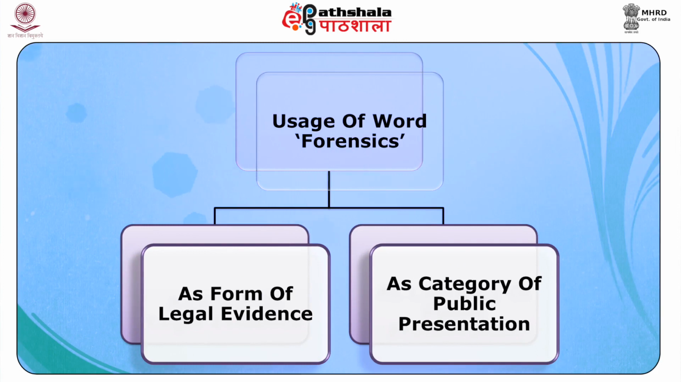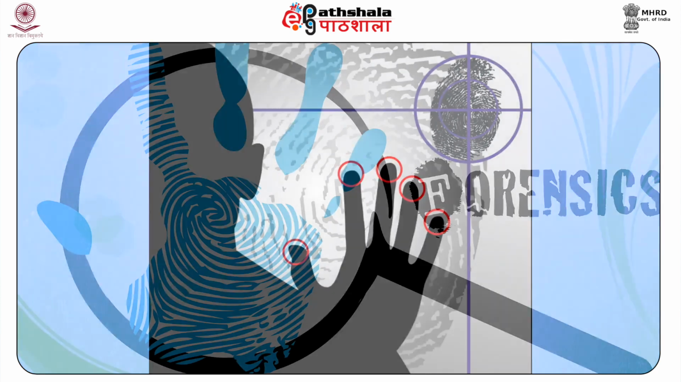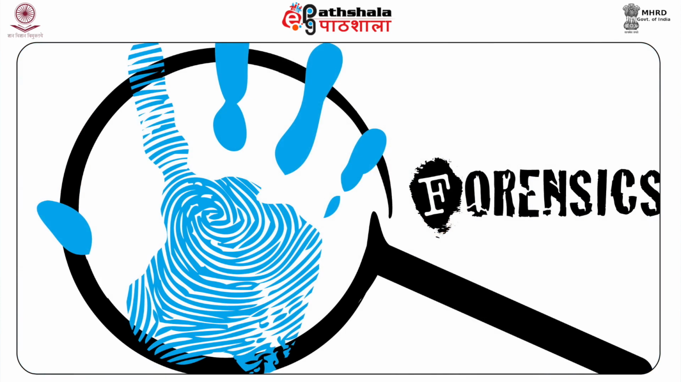This origin is the source of two modern uses of the word forensic: as a form of legal evidence, and as a category of public presentation. In modern times, using the term forensic in place of forensic science can be considered appropriate, as the term forensic is effectively a synonym for legal or related to courts. However, this term is now so closely associated with the scientific fields that many dictionaries include the meaning that generalizes the word forensics with forensic science.